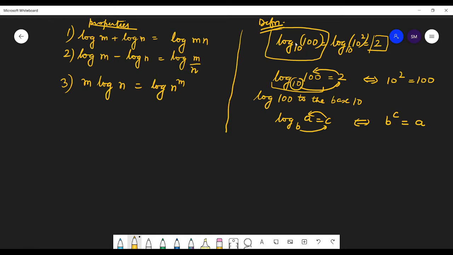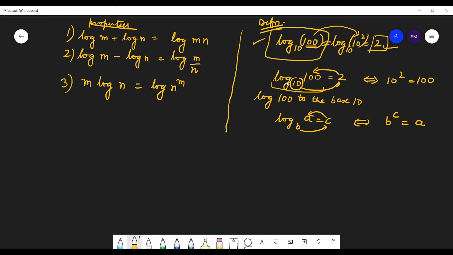I hope you have understood the meaning of log. Log 100 to the base 10, we can write 100 as 10 raised to the power 2, so the answer will be 2. It means log 100 asks: what is the power if we write 100 as 10 raised to the power? The power is 2.